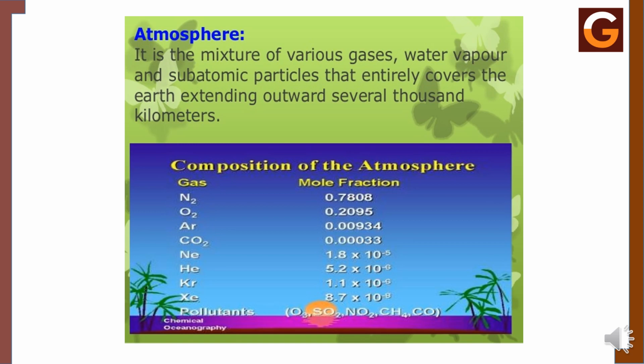When talking about a mixture of gases, it includes gases such as nitrogen, oxygen, argon, carbon dioxide, neon, helium, krypton, xenon, and other pollutants. Along with these gases, it includes water vapor and subatomic particles. So all these together forms the layer known as atmosphere.